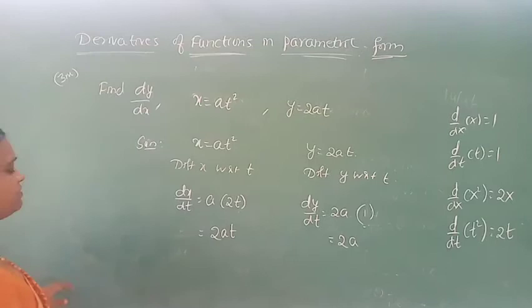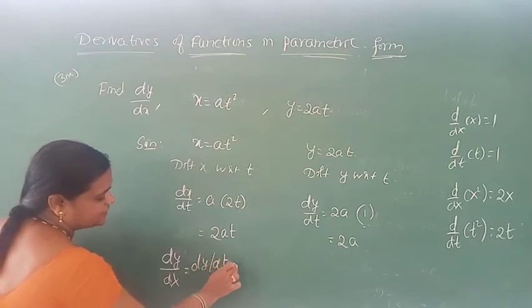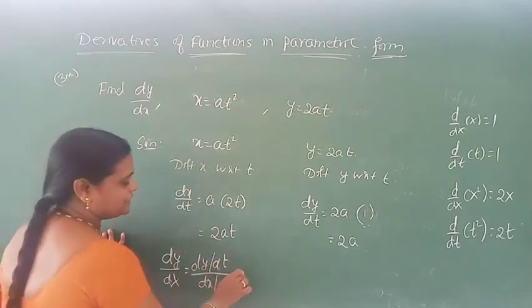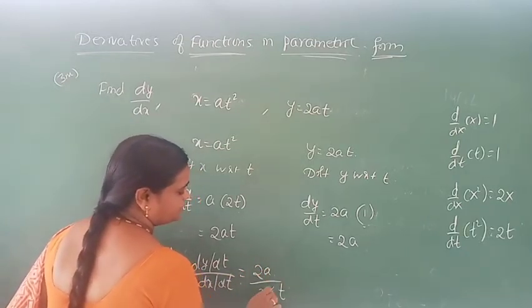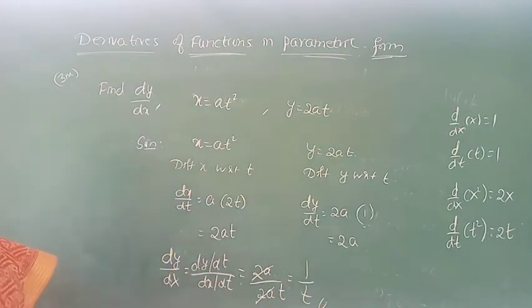But we need dy by dx. Therefore, dy by dx is dy by dt divided by dx by dt. dy by dt is 2a, dx by dt is 2at. We get the answer is 1 by t.